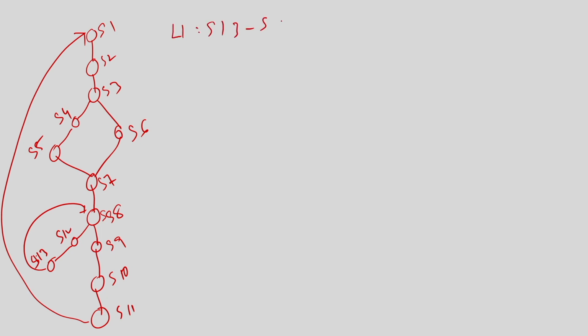So, let me name the states S1, S2, S3, S4, S5, S6, S7, S8, S9, S10, S11, S12, S13, right. So, I am going to remove this back edge. The back edge, loop 1, is basically S13 to S8. So, I am going to remove this, right.